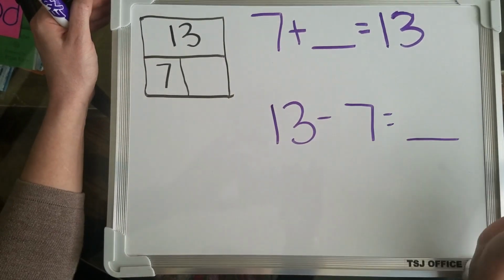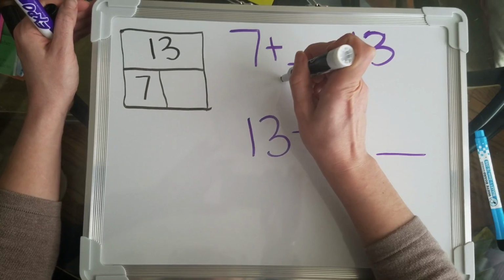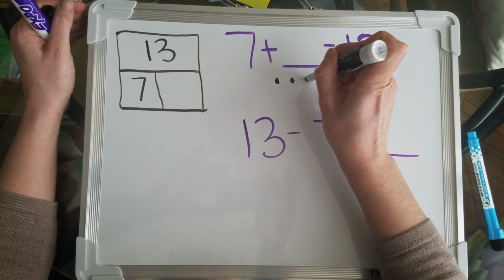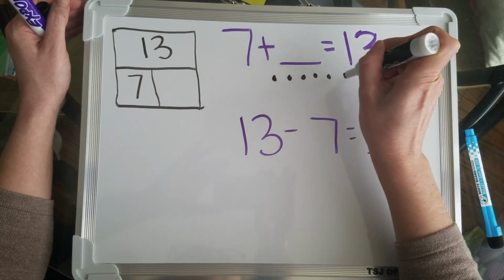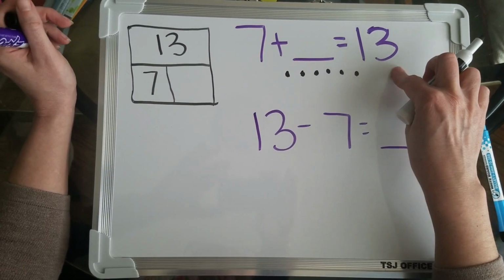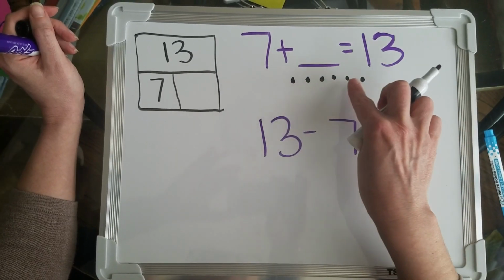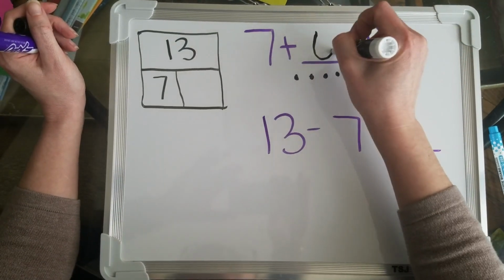Let's start at 7 and see how many we're missing. We have 7, 8, 9, 10, 11, 12, 13. Stop. I have to stop when I get to my whole number. So how many? 1, 2, 3, 4, 5, 6.